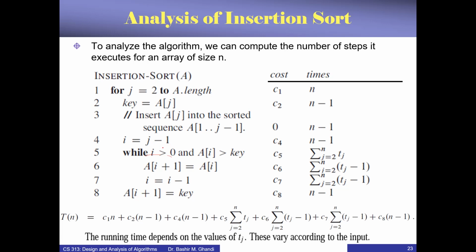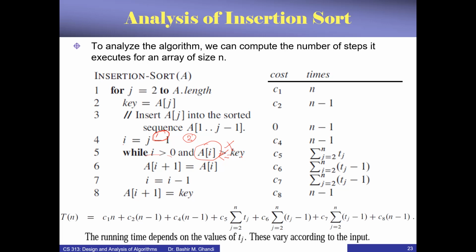Okay, first time you check the loop, you find that actually A[i] is less than or equal to key. Because remember, if j is 2, i will be 1. So A[i] is actually element number 1. And since the array is sorted, element number 1 is less than or equal to element number 2. It can never be greater than this key. So this condition is false.